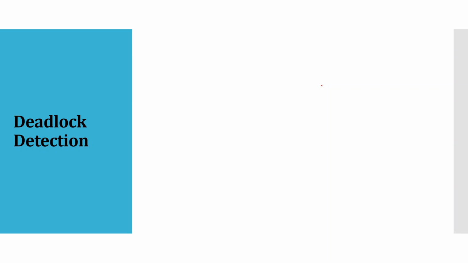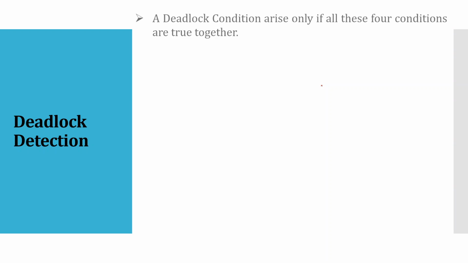So now how to detect a deadlock? If you want to detect a deadlock, there are 4 conditions that should be satisfied. All 4 conditions must be satisfied together, right? If one of the conditions is not satisfied and another condition is satisfied, it is not a deadlock. If you want to say that this scenario is a deadlock, it means the 4 conditions that I'm going to discuss must be satisfied together.